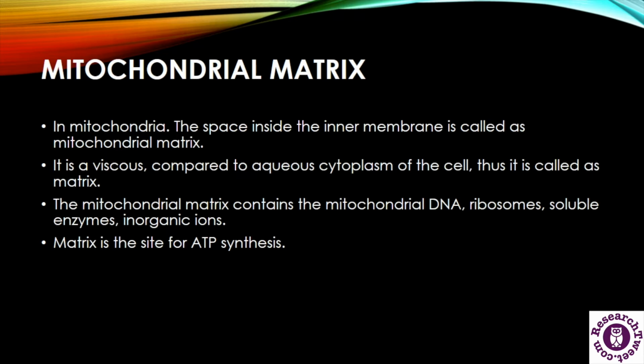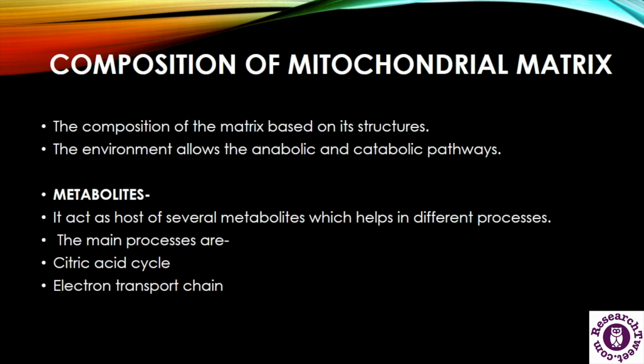Now the mitochondrial matrix contains the mitochondrial DNA, which is a special type of DNA found in the mitochondria and which is circular DNA. It also consists of ribosomes, some soluble enzymes which are very essential for different activities completed in the mitochondrial matrix, and some inorganic ions. This mitochondrial matrix is the site for ATP synthesis, as well as the site for glucose and lipid metabolism.